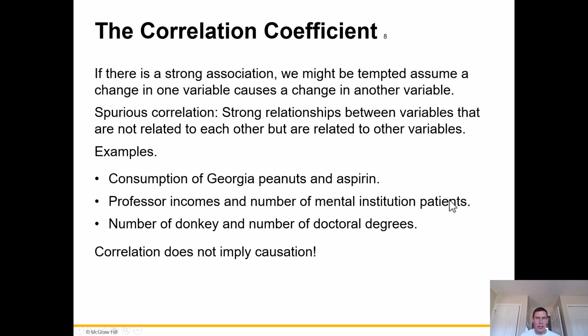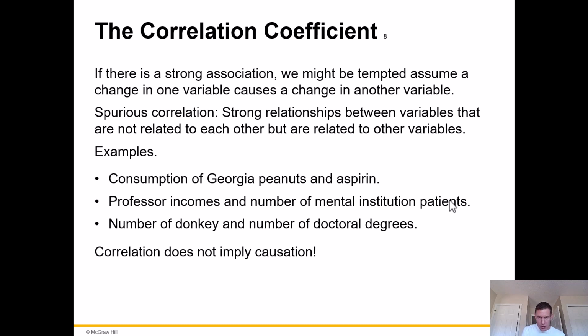If there's a strong association, we might be tempted to assume a change in one variable causes a change in another variable. That would be kind of logical, right? But not always, because it could be what we call a spurious correlation. These are strong relationships between variables that are not related to each other, but are related to other variables. So it looks like they're related, but it turns out there's some kind of mediating variable, something in the middle that we're not thinking about that's actually causing the differences. So some examples: consumption of Georgia peanuts and aspirin, right?